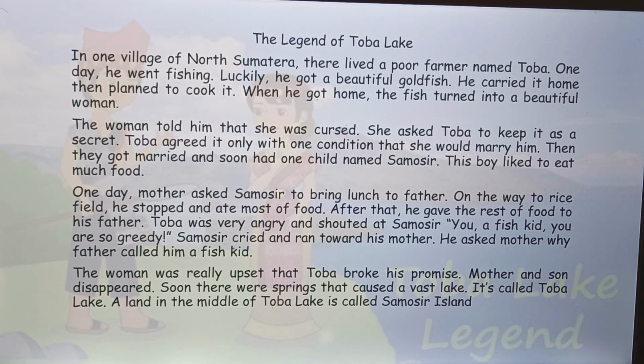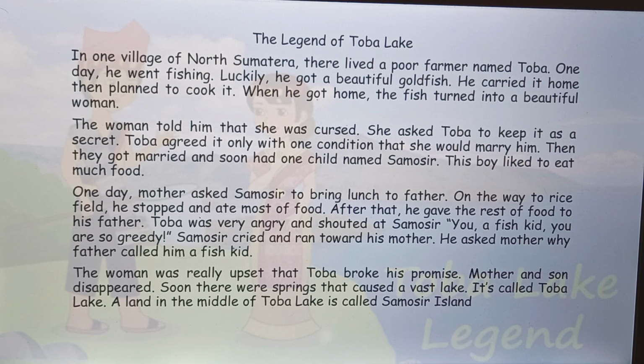In one village of North Sumatra, there lived a poor farmer named Toba. One day, he went fishing. Luckily, he got a beautiful goldfish. He carried it home, then planned to cook it. When he got home, the fish turned into a beautiful woman. The woman told him that she was cursed.